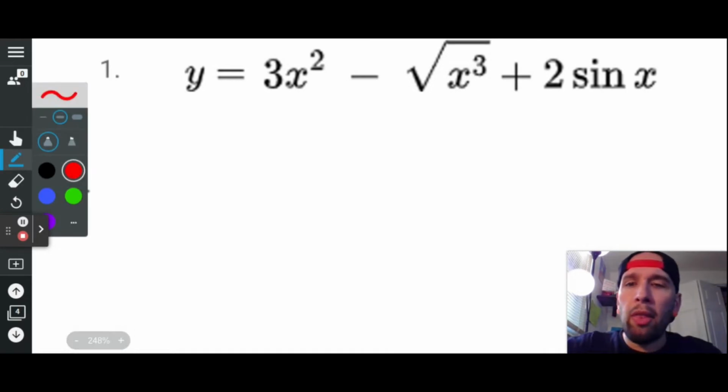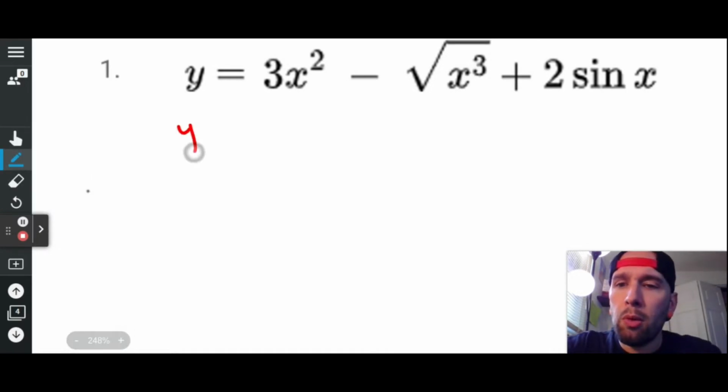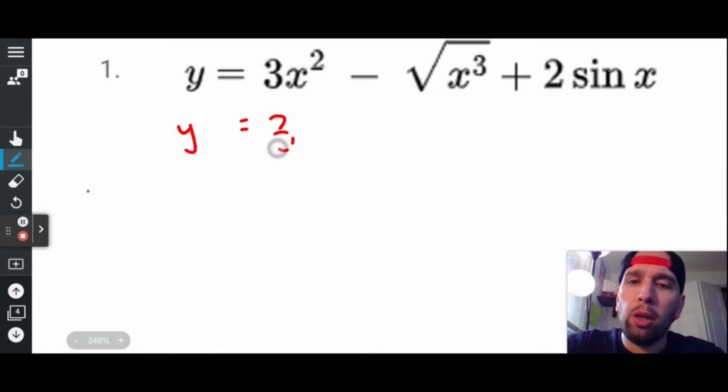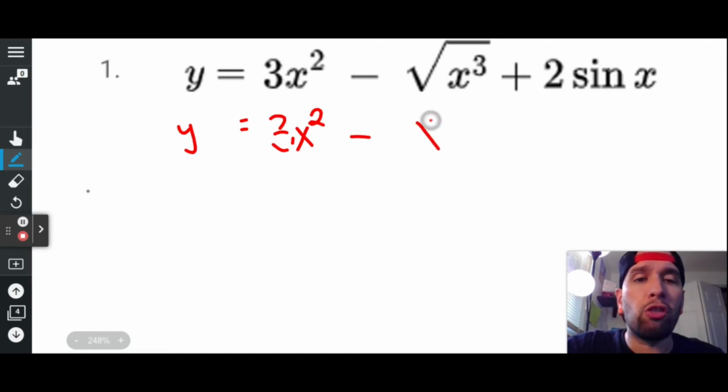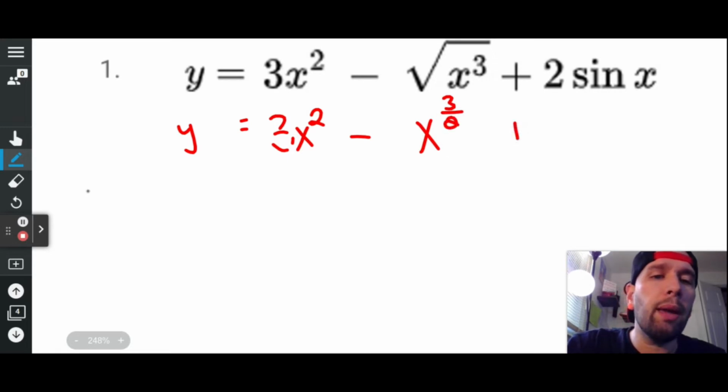I like the way that that's written. I'm going to leave that like that. Minus, I'm going to rewrite the square root of x cubed as x to the 3 halves and leave that as that.